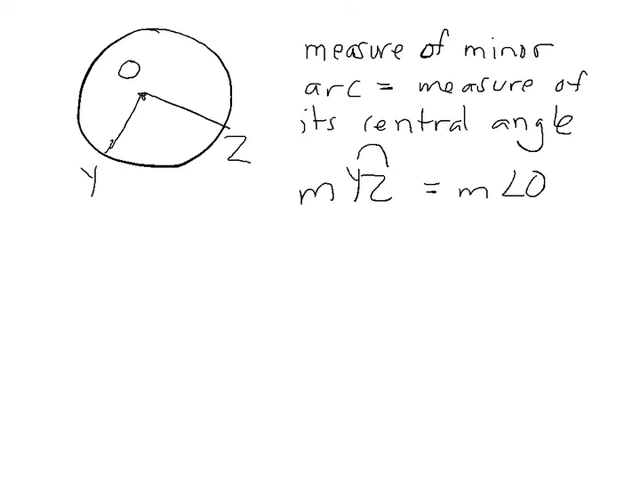Let me see if I can erase that now. Well, I don't know why I won't erase. Well, that's supposed to be angle. Let me cross that out. I don't know why I wouldn't erase. The measure of angle YOZ.